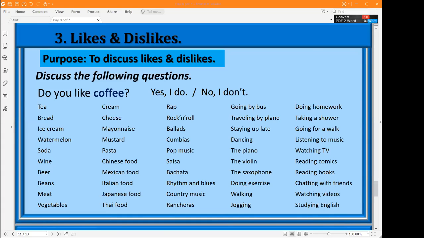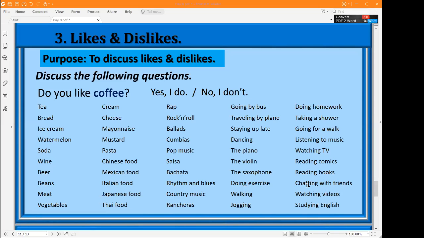Let me see who. And we have to find another one. Let me see. Maria Jose Abrego. Maria Jose, do you like rancheras? Yes, I do, she said. Okay, excellent, Maria Jose. No problem.